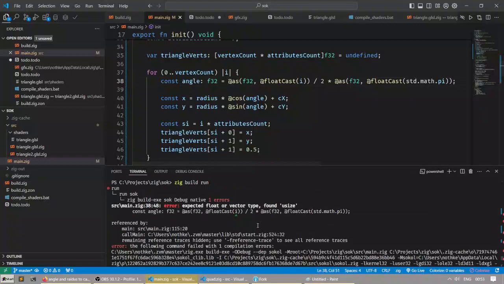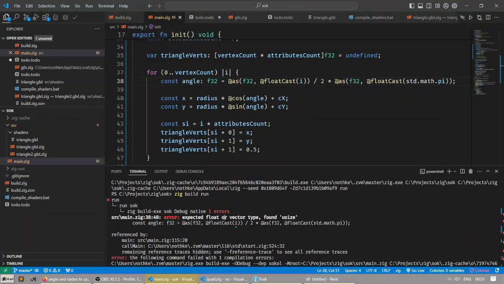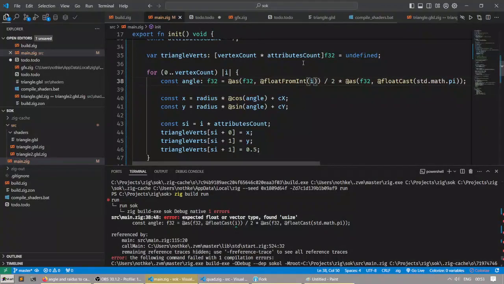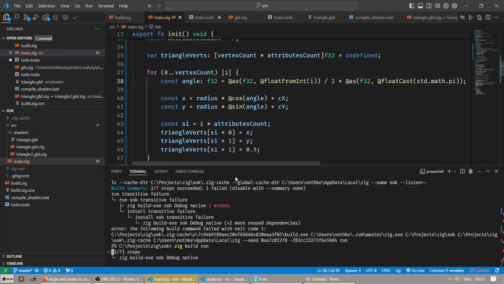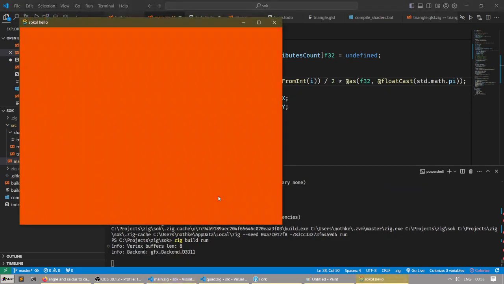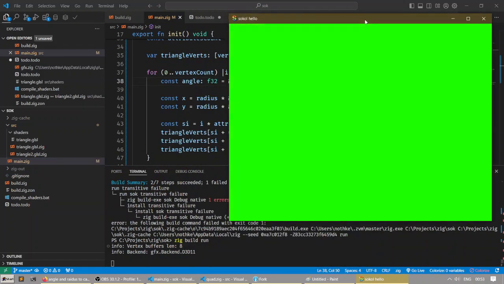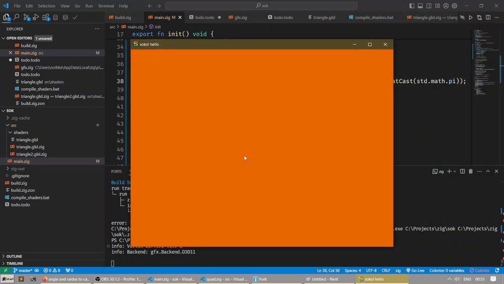Okay, next error. Expected float or vector type found use size. Oh yeah, because this needs to be float from int. Yeah, Zig is very explicit. Very explicit. Oh, this actually works. Nice, except we don't see anything. But it does work. We don't see anything at all.